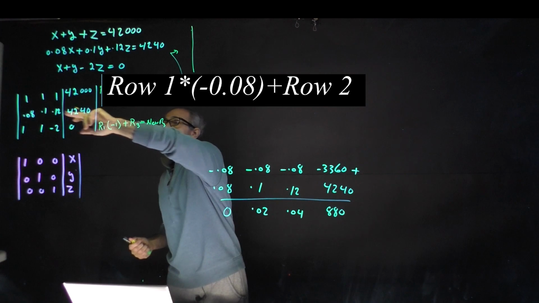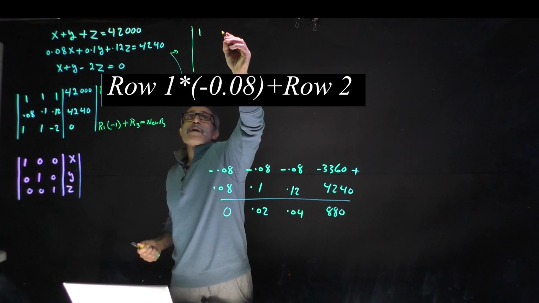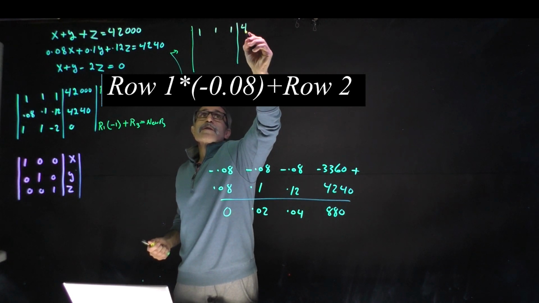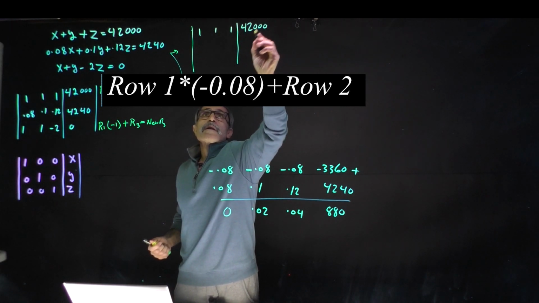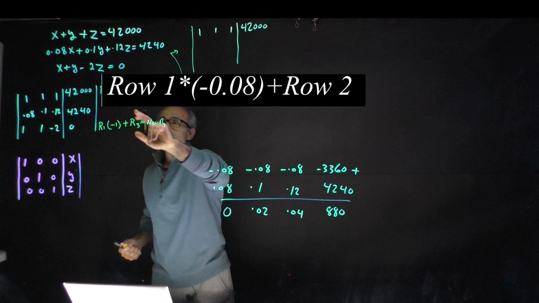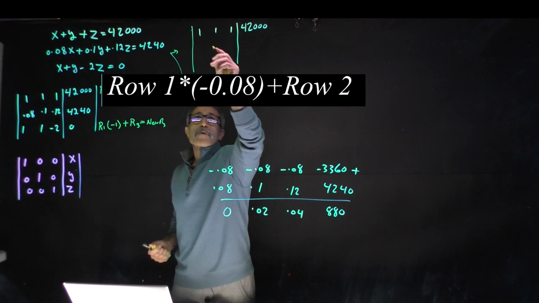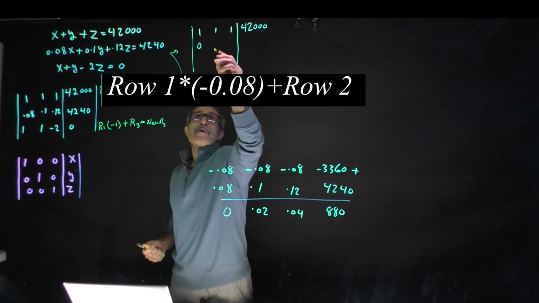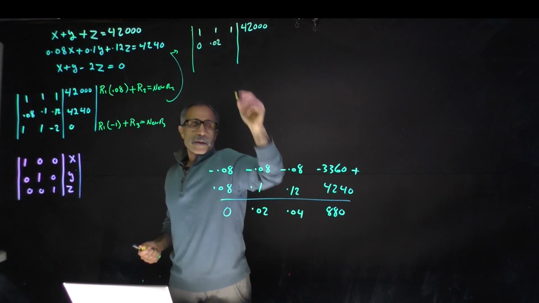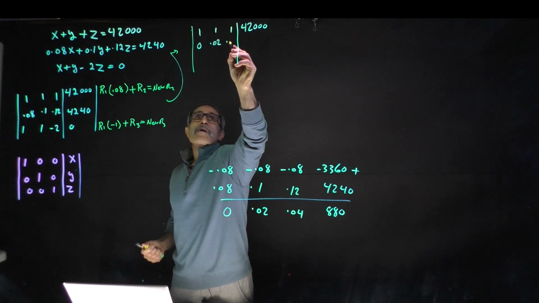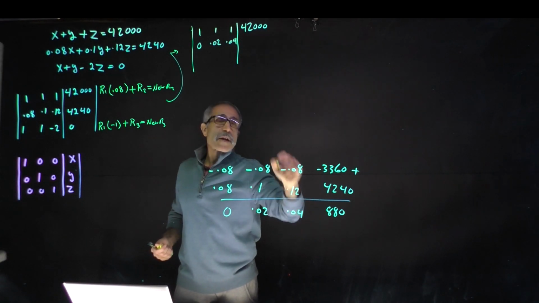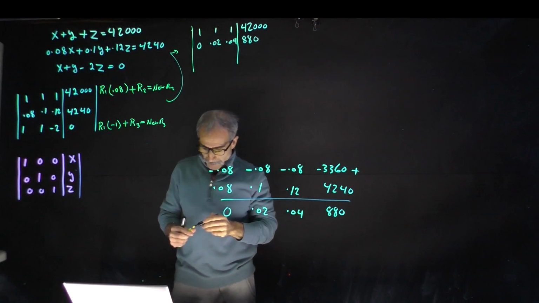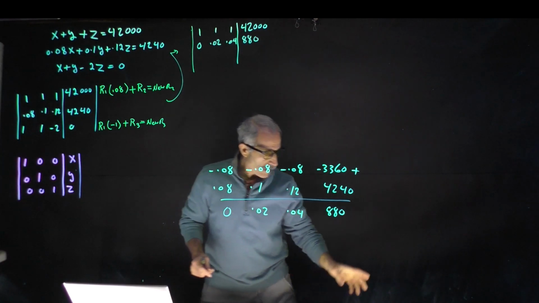My row 1 is going to stay the same. I didn't change anything. 1, 1, 1, and I got 42,000. My new row 2, which we did this, came out to 0, 0.02, and 0.04, and then 880. Okay, so we did that. Let me erase this right here.